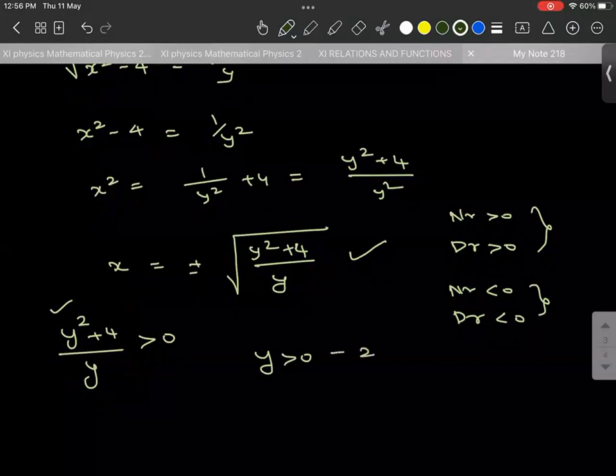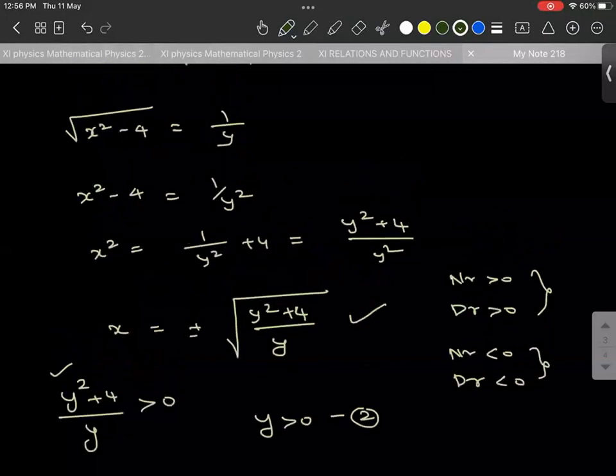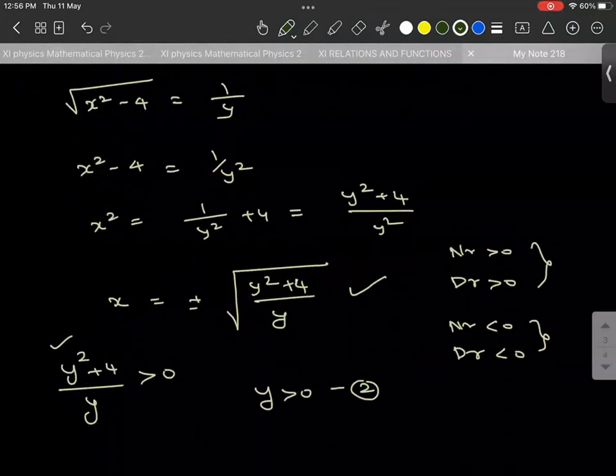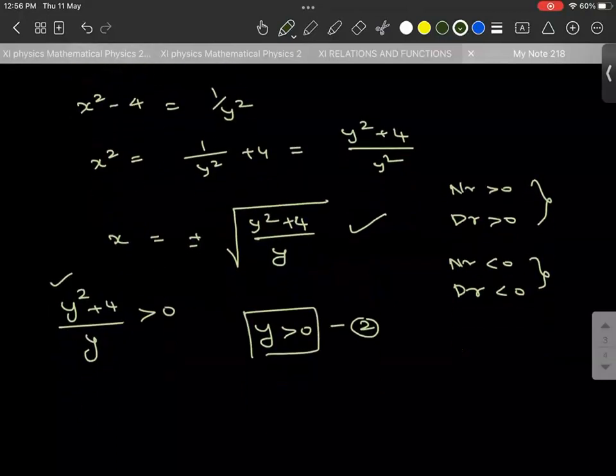So this is 2. It's very simple, guys. The first step, you will define something with respect to y. After you write x in terms of y and then solve, you will get another condition on y. Take the intersection of both. So y is greater than or equal to 0, and from the second condition, y is greater than 0. So what is the intersection?